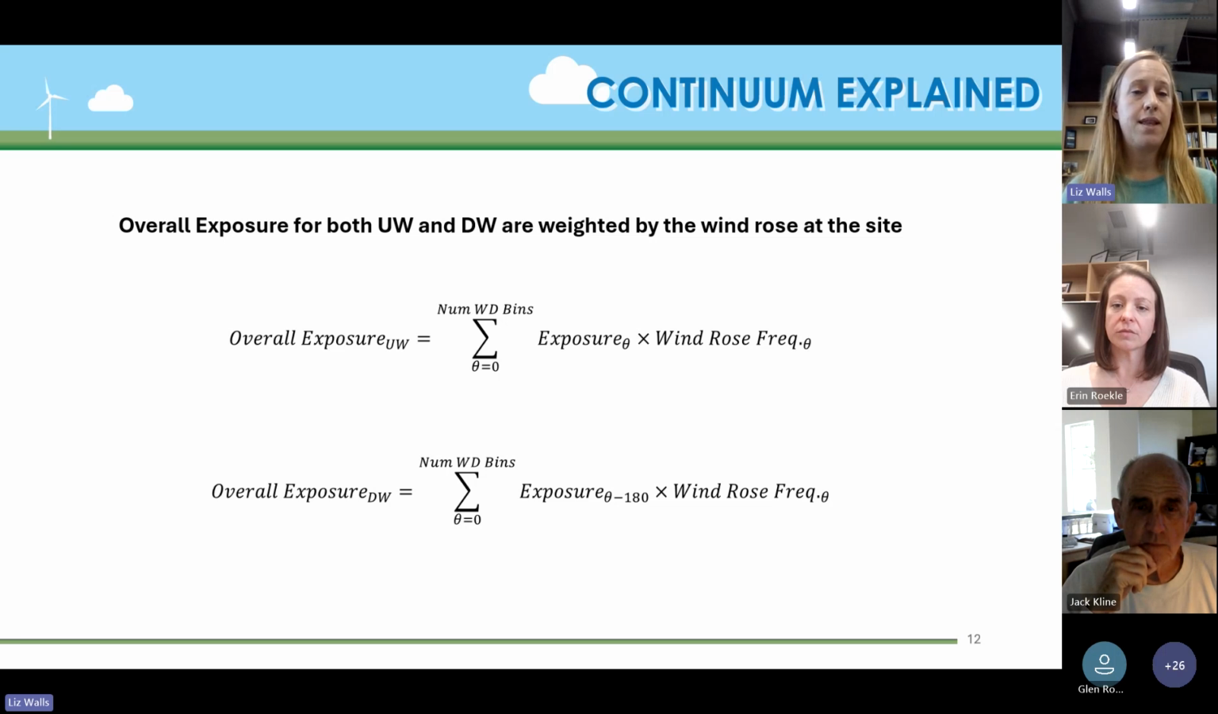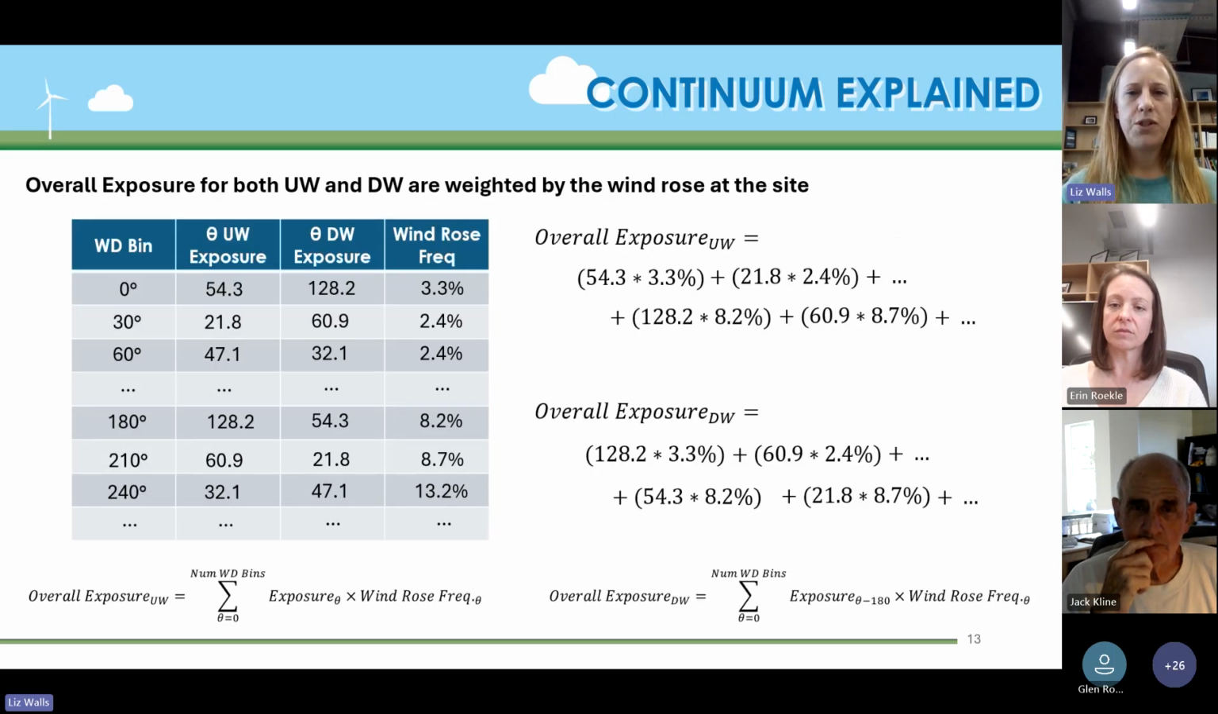It is simply the exposure in each sector weighted by the wind rose at that site. So for the overall upwind exposure, it is the exposure in that sector multiplied by the wind rose, and for the downwind, it is the downwind exposure, so offset by 180 degrees, multiplied by the wind rose. We're going to go through the same example just to make sure that people understand what that means.